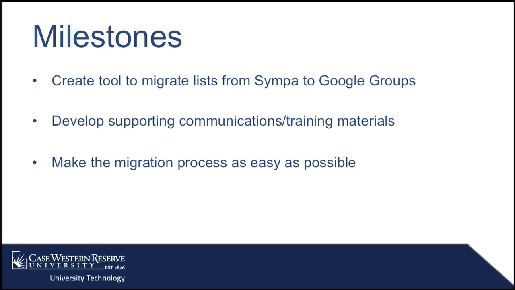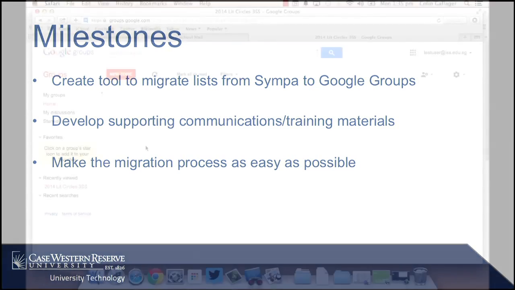So the first milestone is creating a tool to migrate lists from Simpa to Google Groups. The point that I really want to highlight here is that list owners in Simpa will be responsible for migrating their list to Google Groups. We've created the tool and it's out there, but it's dependent upon the list owners to migrate their list. This tool should cover the majority of lists, and any settings that exist beyond the tool we will cover in phase 2, and we'll touch upon that a little later.